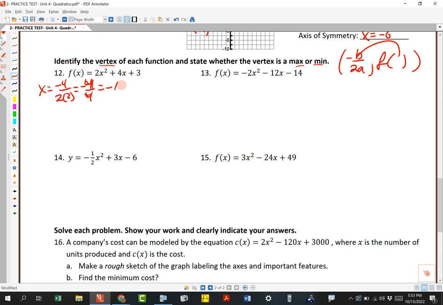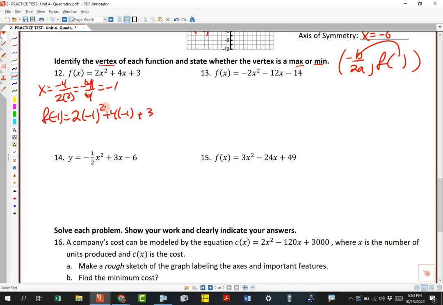In order to find what the y coordinate is, we're going to take this and plug it in. So we're going to find f of -1. So this is going to be 2 times -1 squared plus 4 times -1. And you'll notice that I'm plugging things in parentheses, and we've got to be careful with this. Remember, we take care of exponents before we take care of multiplication. So you're not going to multiply the two of these together and then square it. You're going to square this one first.